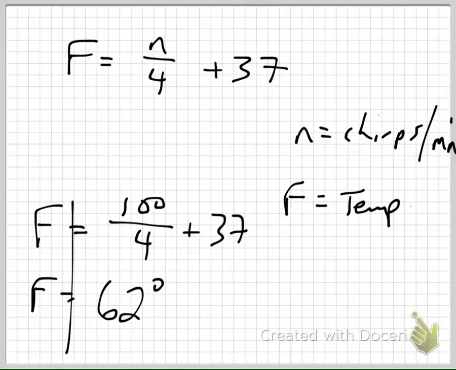So you can see where I think you're wrong, Jack. The more chirps, what if this is 200 chirps? 200 divided by 4 is 50, so that would be 87. So the more chirps, the hotter it is.